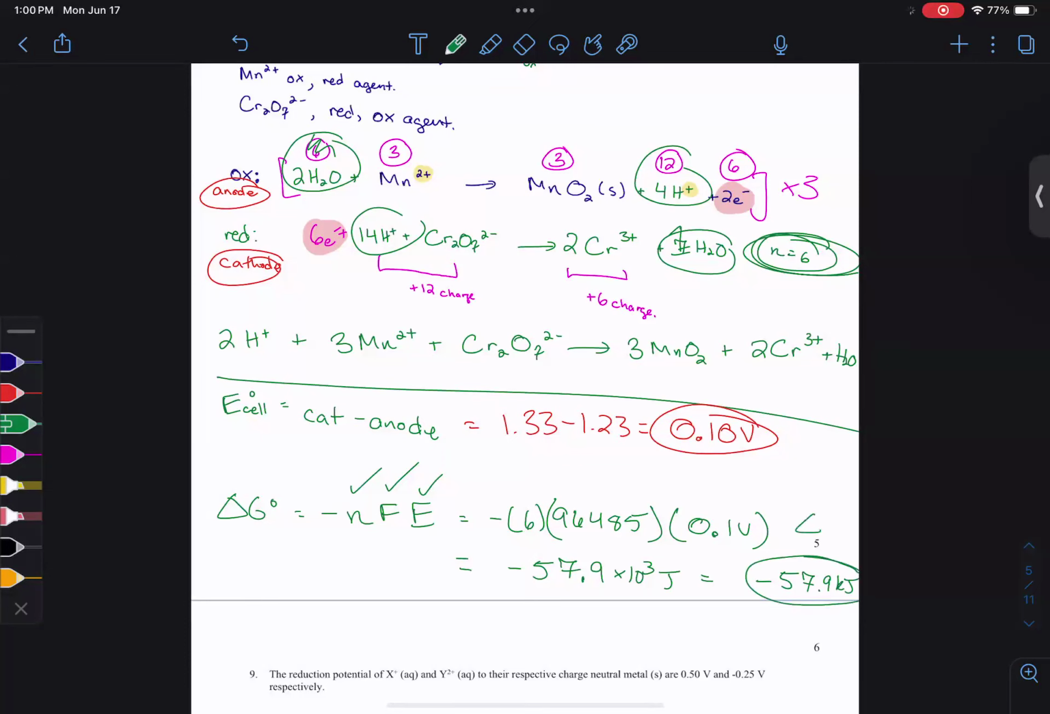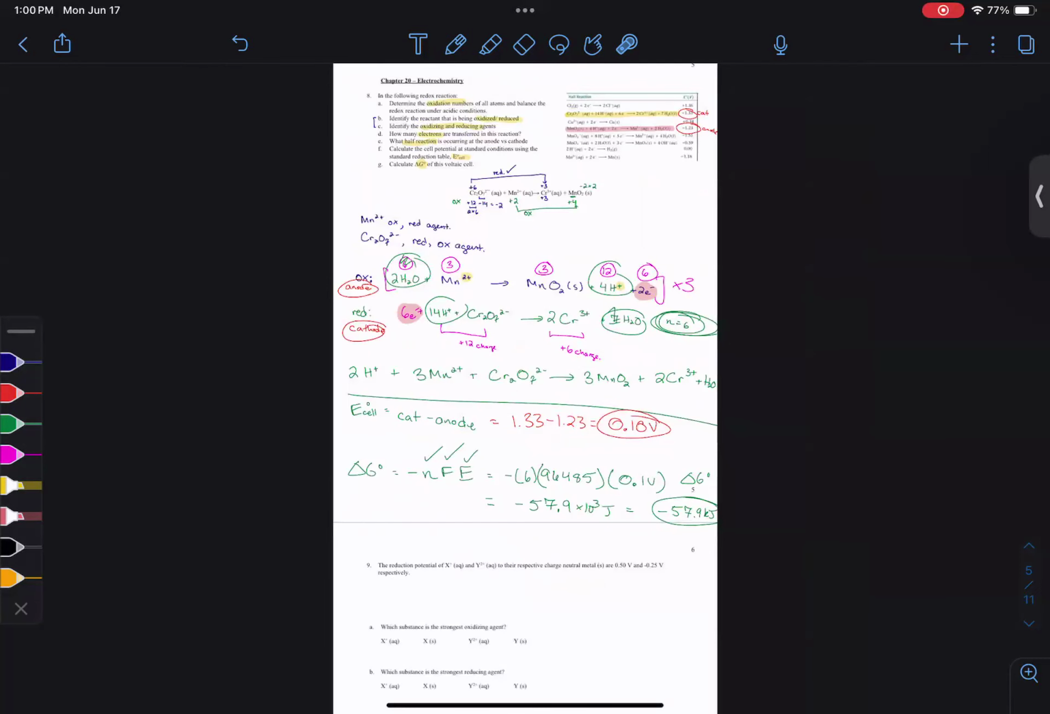So what we see is that delta G is in fact negative. This reaction is spontaneous in the forward direction. And that makes sense because we have a positive cell potential. We hook this thing up, and yes, a voltage is produced because stuff happens. The reactants convert to products, generating a little bit of electricity. Okay, all right, so that was a long question for just one question, but it was very comprehensive.